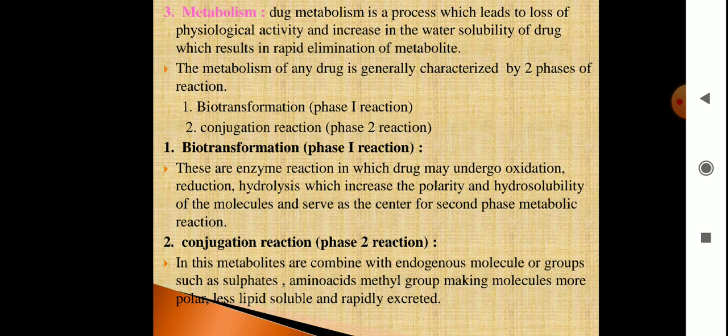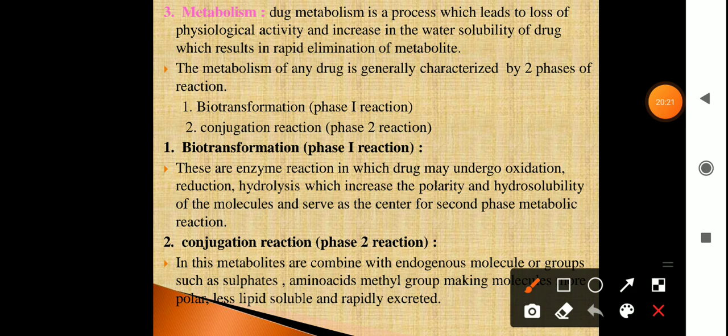You can see here, the first one is biotransformation, that is phase 1 reaction, and the second one is conjugation reaction, that is phase 2 reaction. In biotransformation, these are enzyme reactions in which the drug may undergo processes such as oxidation, reduction, and hydrolysis, which increase the polarity and hydrosolubility of the molecules and serve as a center for the second phase metabolic reaction.